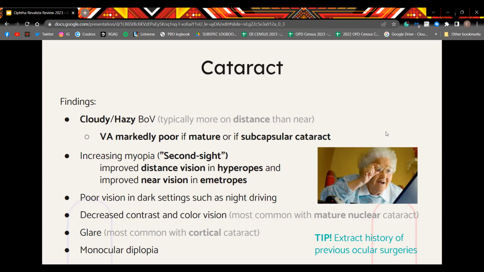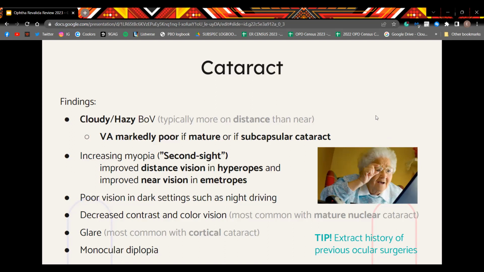This could also present as glare. This is more common with cortical cataracts. And rarely pwedeng describe ng patient as diplopia or monocular diplopia. So ang tip dito, if you are suspecting for cataract, it's important to extract history ng previous ocular surgeries. So baka naoperahan na pala yung cataract niya. So natanggal na.